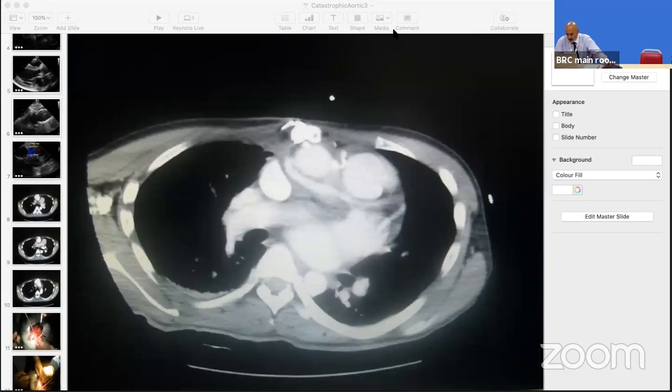So there is a question on the chat. Can I address this to you, Duke? Do you think there's a role for routine pre-op CT head to assess the circle of Willis in aortic surgery?